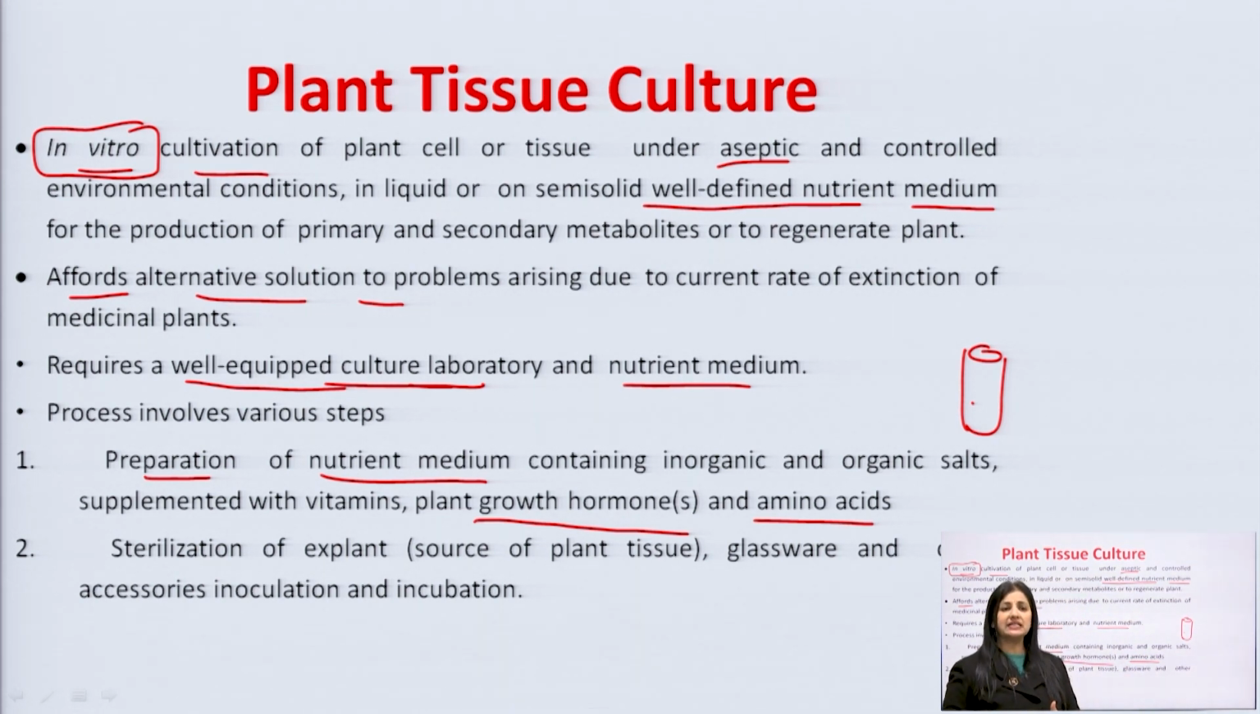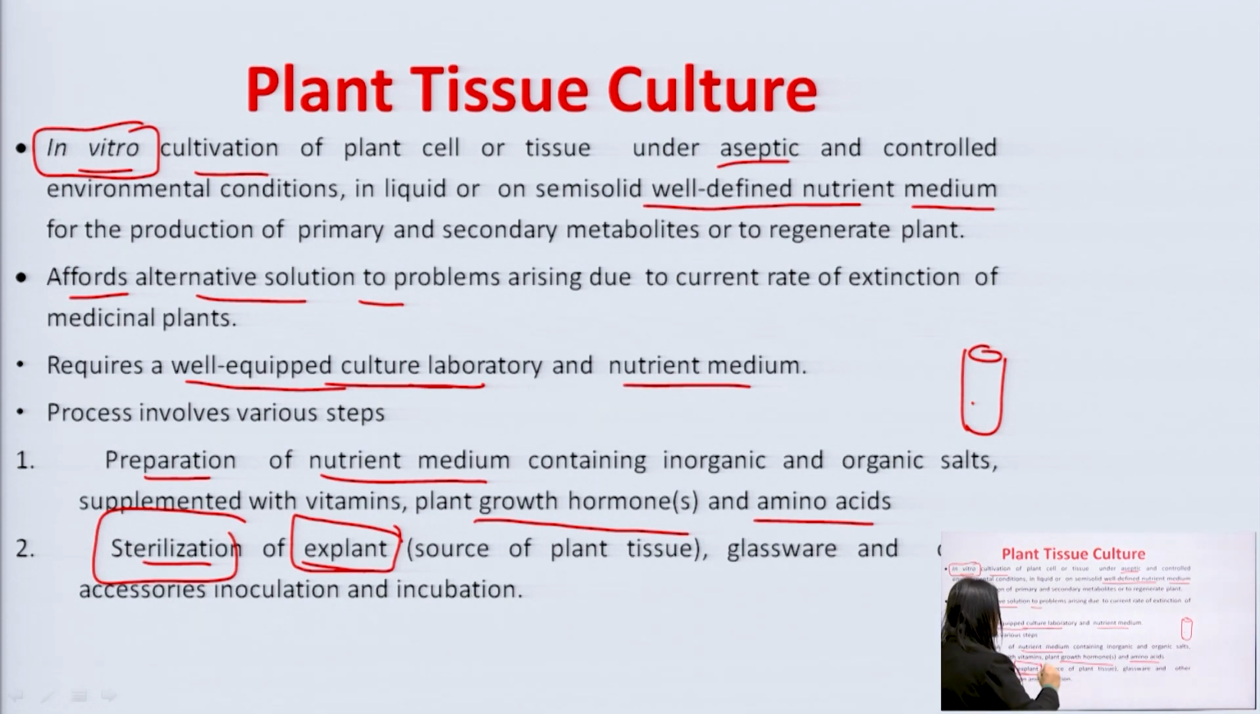In addition to that, the sterilization of the explant, the plant part which we have taken as a seed, as an origin of this growth, say plant tissue or plant cell, that is an explant. Now, that explant which has been taken has to be sterilized, right? And we require proper glassware and the other accessories which are required for the inoculation and incubation.